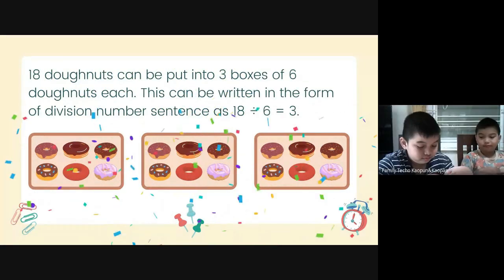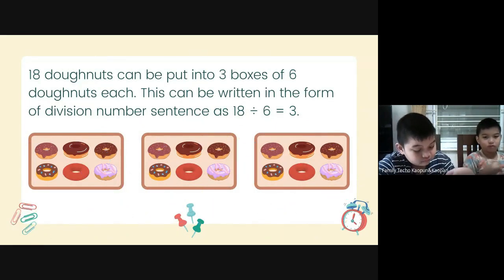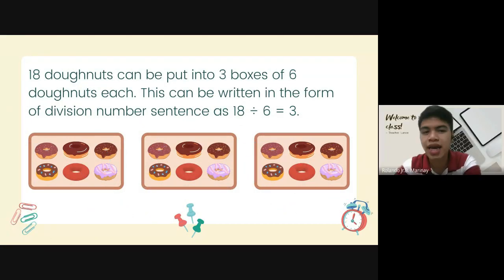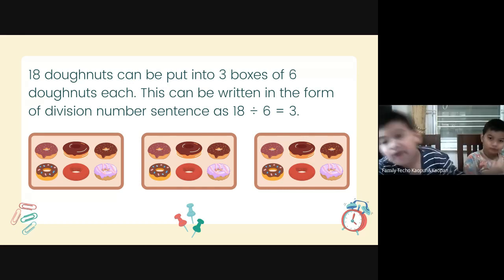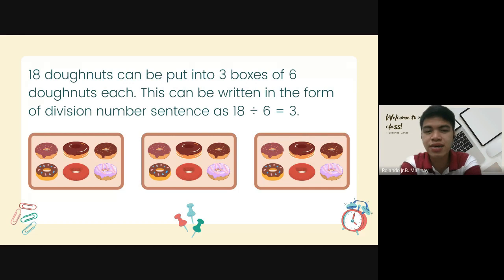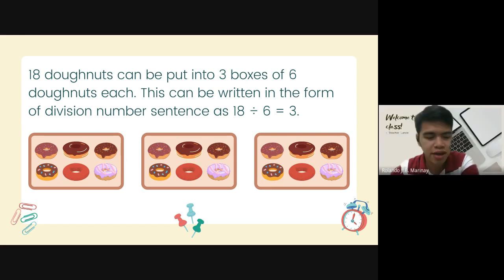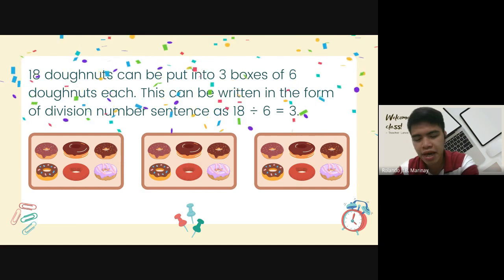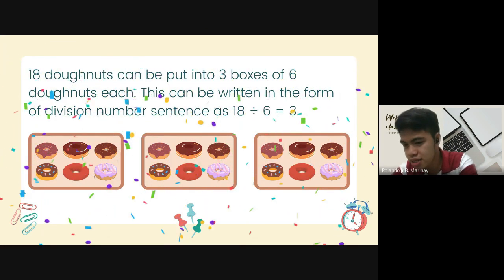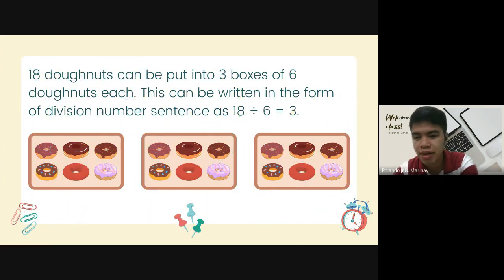Therefore, 18 donuts can be put into 3 boxes of 6 donuts each. This can be written in the form of a division number sentence as 18 divided by 6 equals 3. Very good. Okay, 18 divided by 6 equals 3.